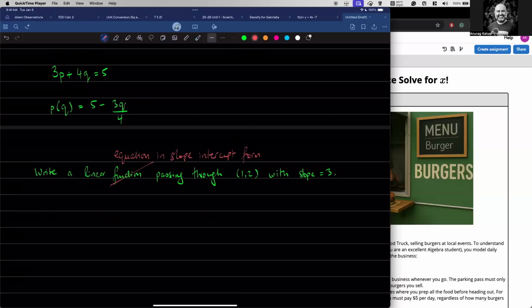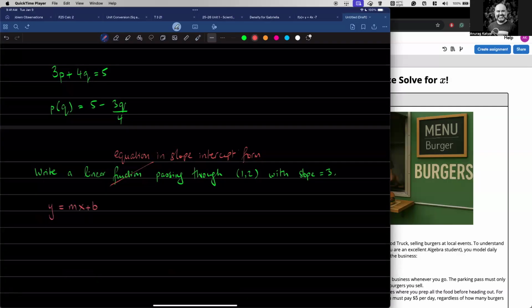Isn't this question one we've done before? Write a linear equation in slope-intercept form passing through (1, 2) with a slope of 3. How would we do this? I did this on Wednesday or maybe on Monday as well. It's the go-to example. Easy numbers, easy equation to come up with. How would we do it? Let me write down the equation first. y = mx + b.